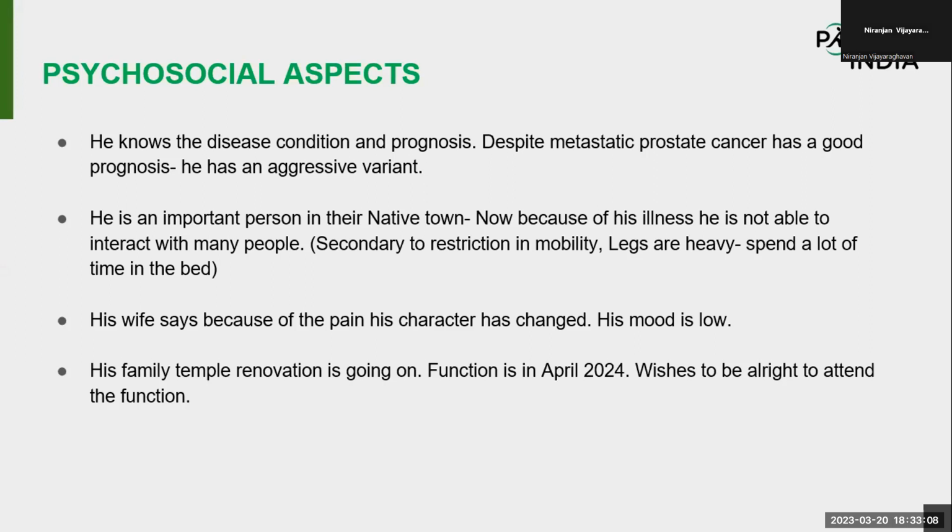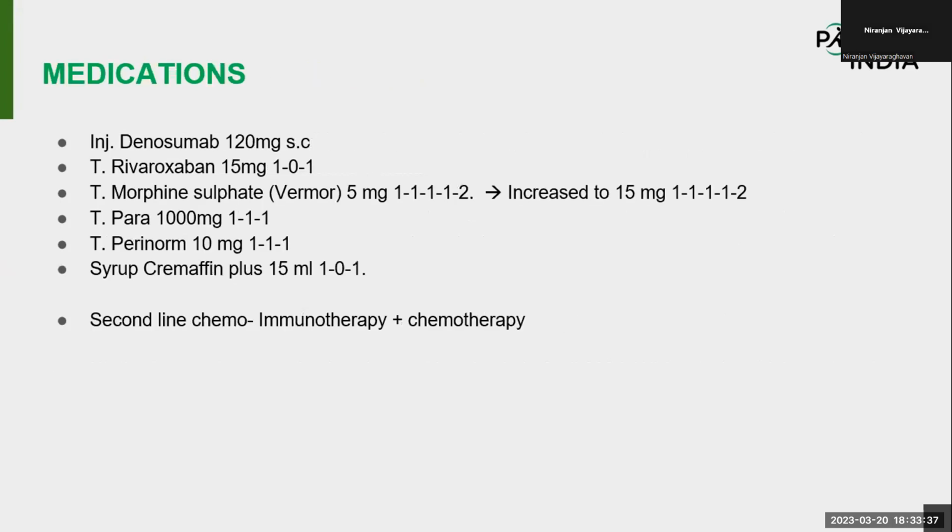Because of the pain, he's unable to control it. The pain tolerance has reduced, and the character, everything has changed. His mood is low, his appetite is low. Whenever he's asked to eat, he says, please leave me alone. That was his only reply whenever he was asked. And the family temple renovation was going on in his native place. It was due in April 2024, and he wishes to walk without any pain, or for the edema to settle down, to attend the temple function. So those are the psychosocial aspects.